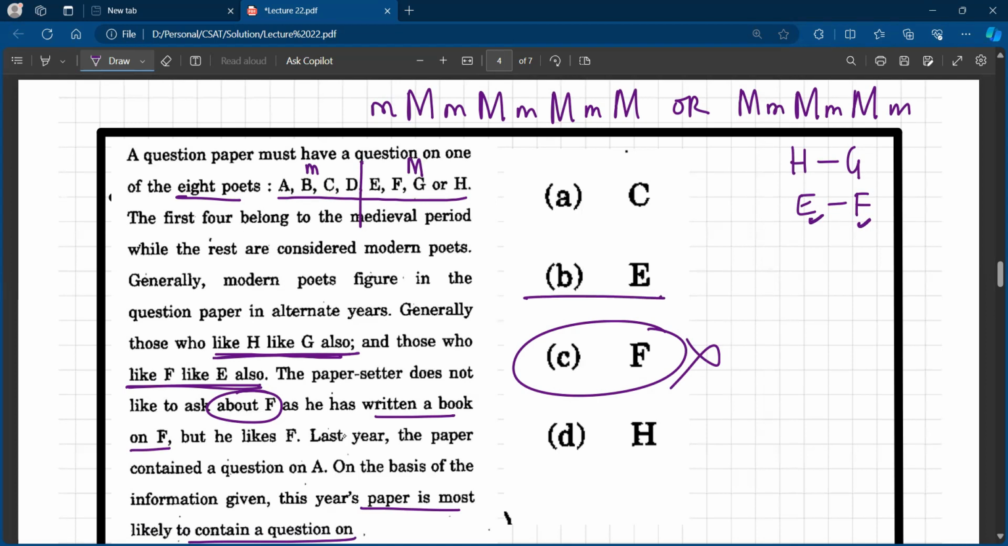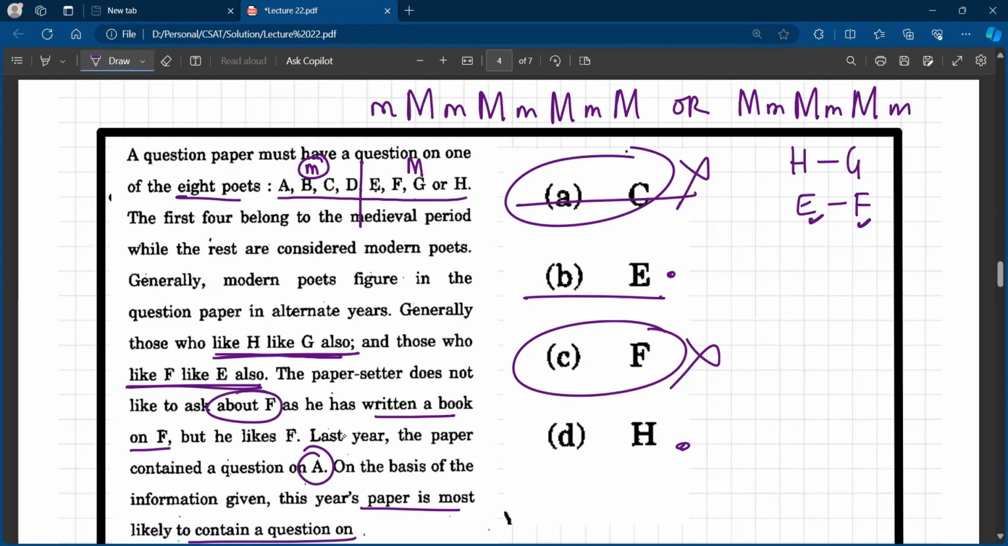Last year the paper contained a question paper on A. If the question paper was on medieval, that means this year the medieval question won't come. So answer has to be modern. E, F, G or H. E can be, H can be. C cannot be the answer. C is also eliminated. Answer remains E and H.